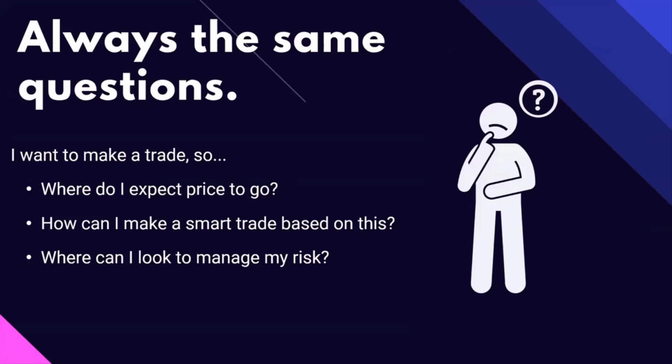If you're buying a stock, you're going long, or you're buying an instrument, you're of course expecting it to generally go up, and vice versa if you're going short. So you always are going to be asking yourself, where should I expect price to go? And the second question is then, how can I make a smart trade based on this?